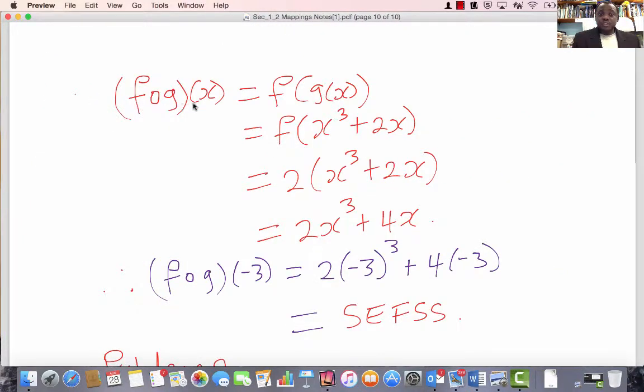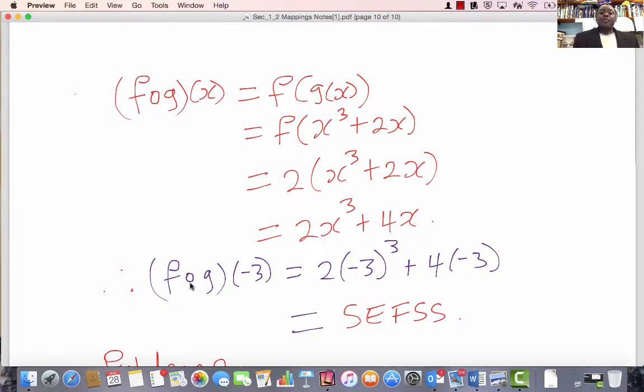F composed with G of X by definition equals F of G of X, which equals F of, this is how we define G of X, X cubed plus 2X, which equals, we take all of this and substitute it for X in the definition of F of X. So that gives us 2 into X cubed plus 2X, and we can distribute that to have 2X cubed plus 4X.